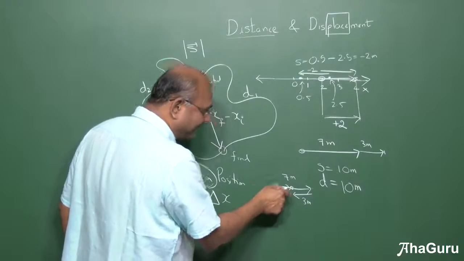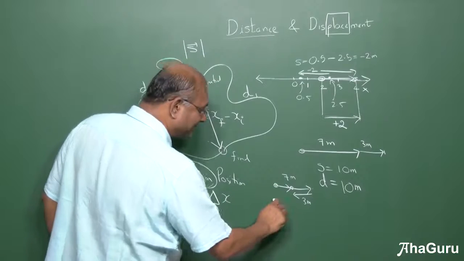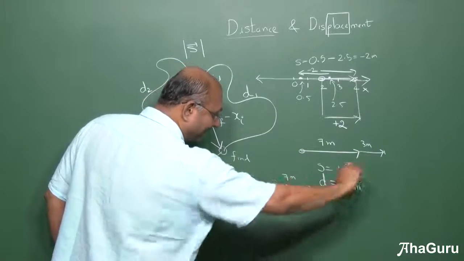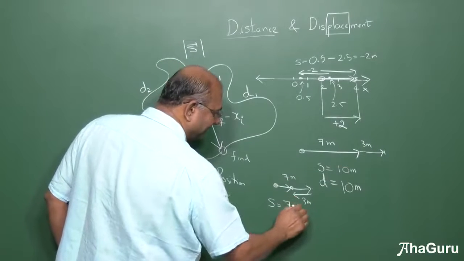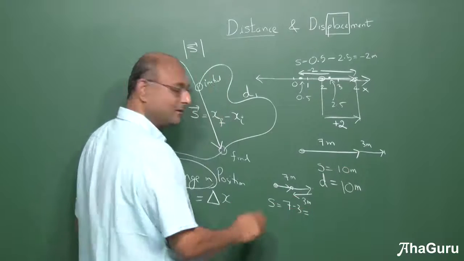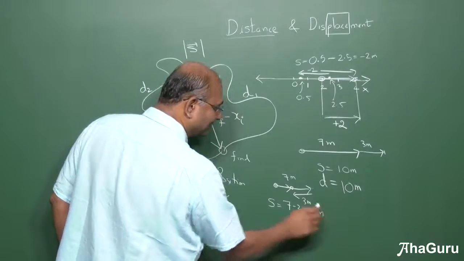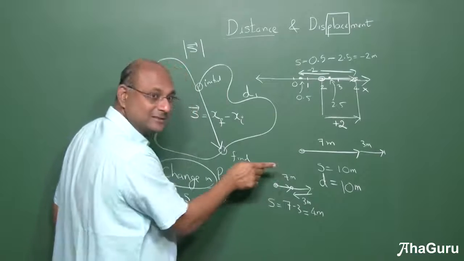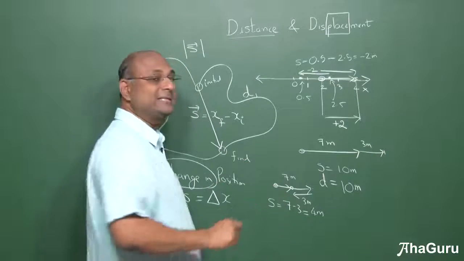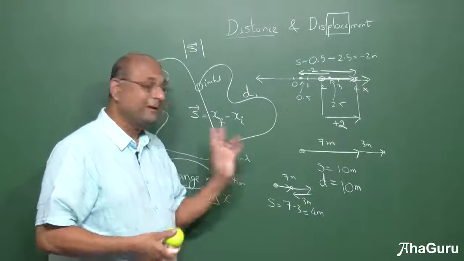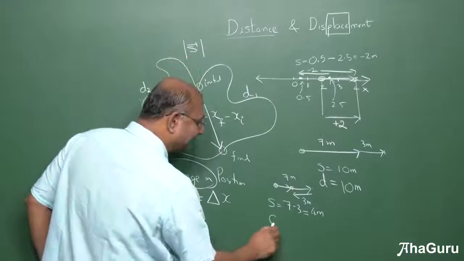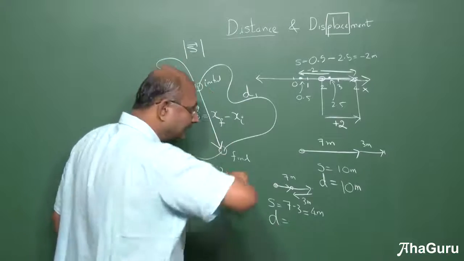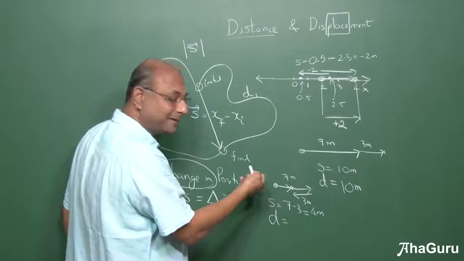What is my displacement? My displacement is this arrow. How much is my displacement? 7 minus 3. 4 meters. Because you see, I went 7, then I came back 3. That means I only went how much? 4. So this arrow length is 4. So displacement is 4. But what is my distance? 7 plus 3. So what is my distance? It's still 10.